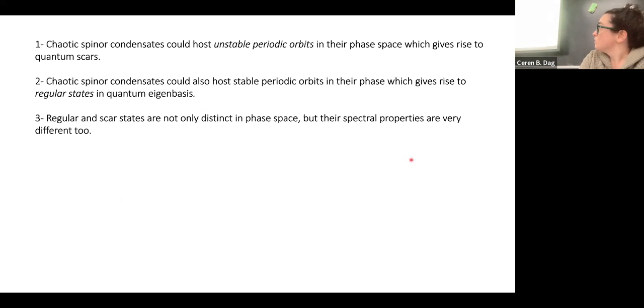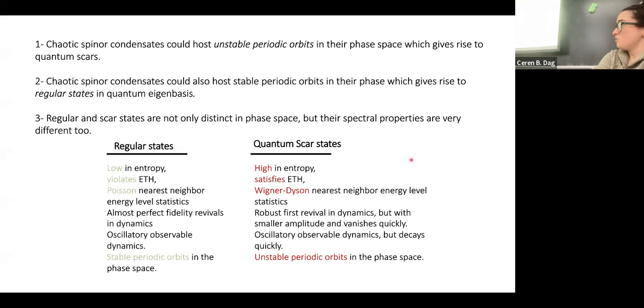Okay, so let me just wrap up. What we found is that chaotic spinor condensates can host unstable periodic orbits in their phase space, which gives rise to these quantum scars. The same system can also hold stable periodic orbits in their phase space, which gives rise to regular states in the quantum eigenbasis. Regular and scarred states are not only distinct in their phase space, but their spectral properties are pretty different too.